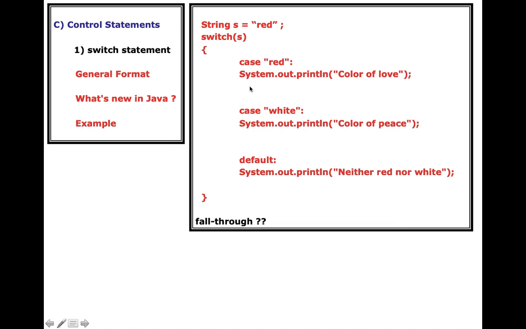Now what is this fall through mechanism? So very simple, it means that because there is no break, the compiler will fall to the next case even if the condition is not true. I repeat, the compiler will fall to the next case even if the condition is not true. Okay, so although s is equal to red, because there is no break over here, the compiler will now fall to case white and it will execute this SOP. Alright, so what will be the output? Color of peas. Okay, then once again there is no break over here, so now it will fall to default. Okay, and it will execute neither red nor white.